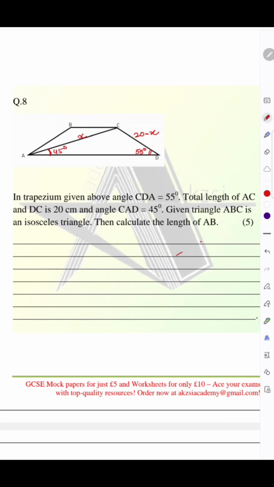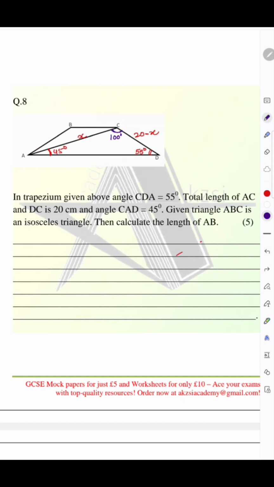So it's very easy for me to calculate this angle by the angle sum property of a triangle. The sum of all the angles of a triangle is always 180 degrees. So 45 plus 55, and taking away from 180 will give the result. So now this is going to be 100 degrees. Given that triangle ABC is an isosceles triangle, we have to calculate the length AB. That means this length we have to calculate.